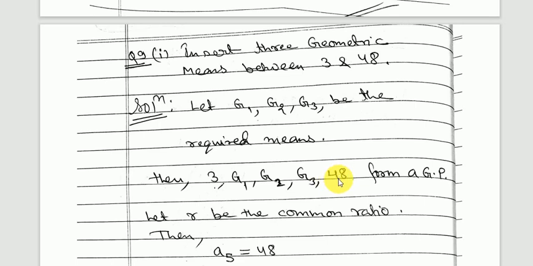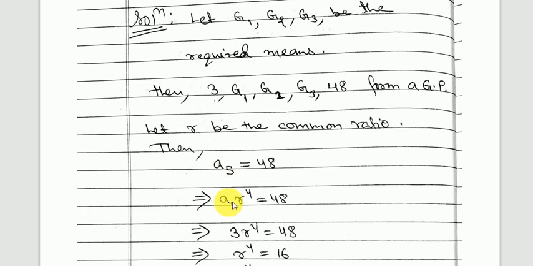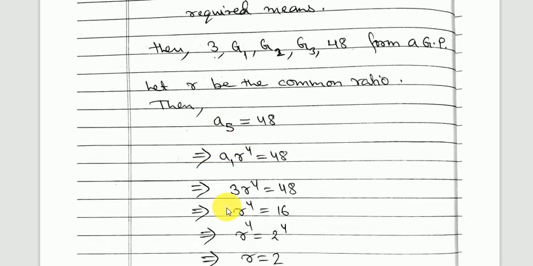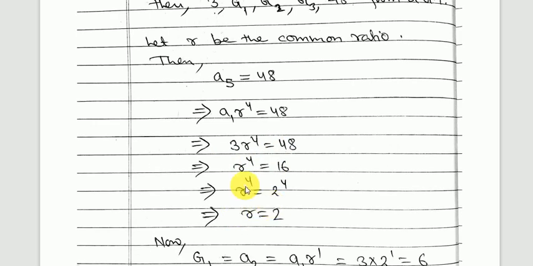So now you can find the common ratio. Let r be the common ratio, then a5 is 48, and a5 means what? a1 into r to the power 4. a1 you know it's 3, so just put 3, then simplify and you get r to the power 4 is equal to 2 to the power 4. Powers are same, so bases will be same, so r equal to 2. So now you know the common ratio.